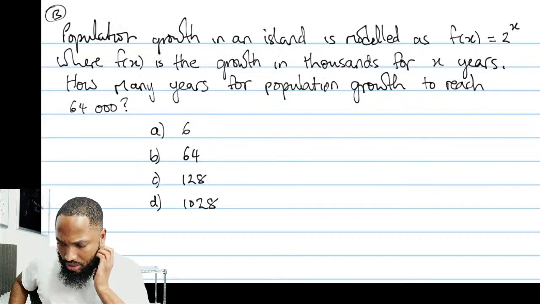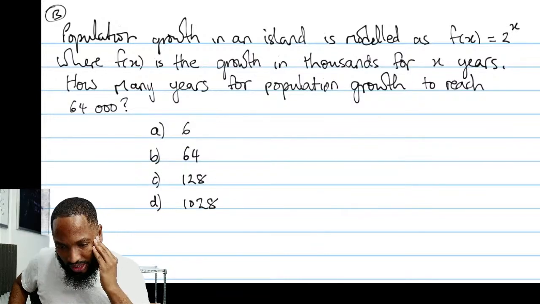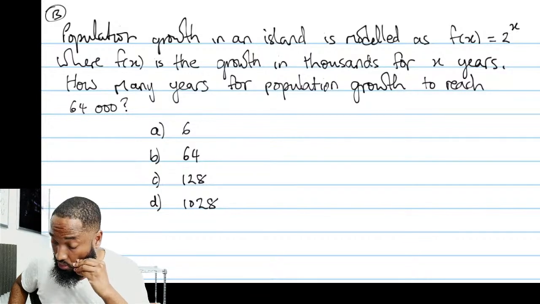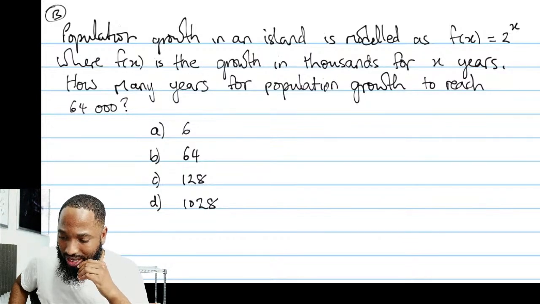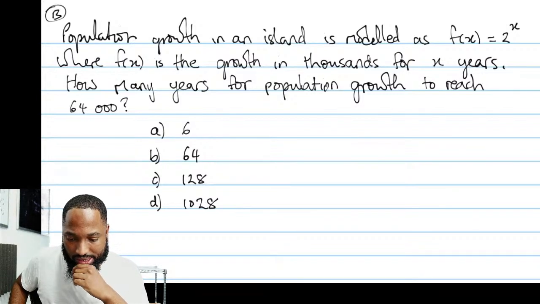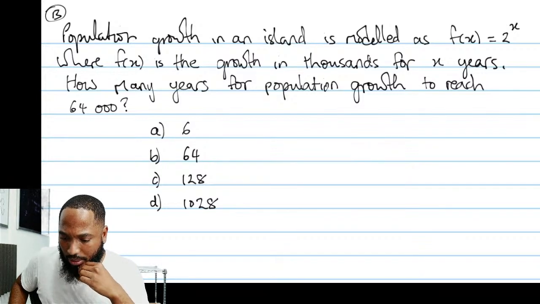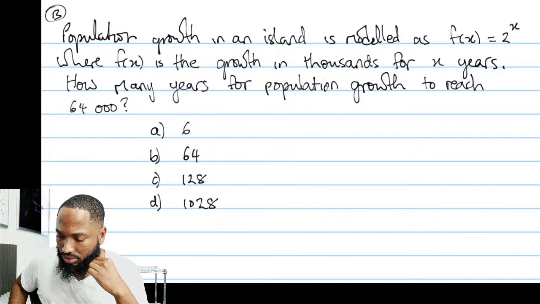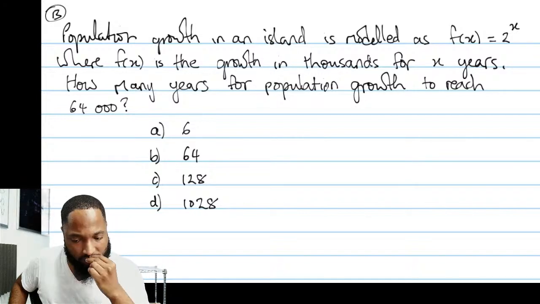to get right. Population growth in an island is modeled as f of x is equal to 2^x. I know they do something like this where f(x) is the growth in thousands for x years. How many years for the population growth to reach 64,000?